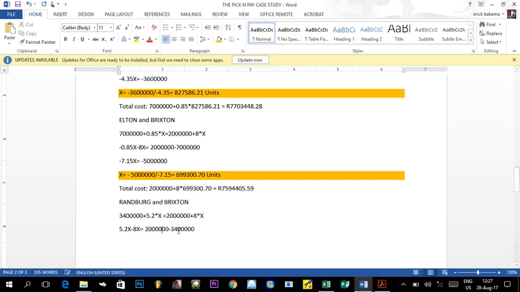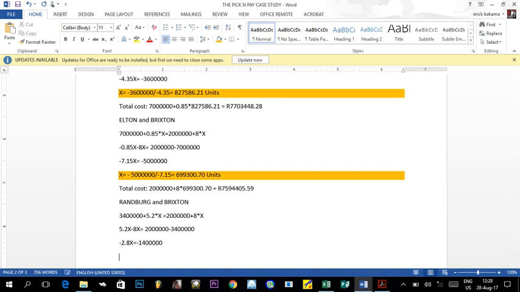Now, by doing so, we get 5.2 minus 8, which gives us a negative value of 2.8x. That is equal to our value of 2 million minus 3.4 million, and we get a value of negative 1.4 million. Sorry, it's a negative value, I'm still forgetting.